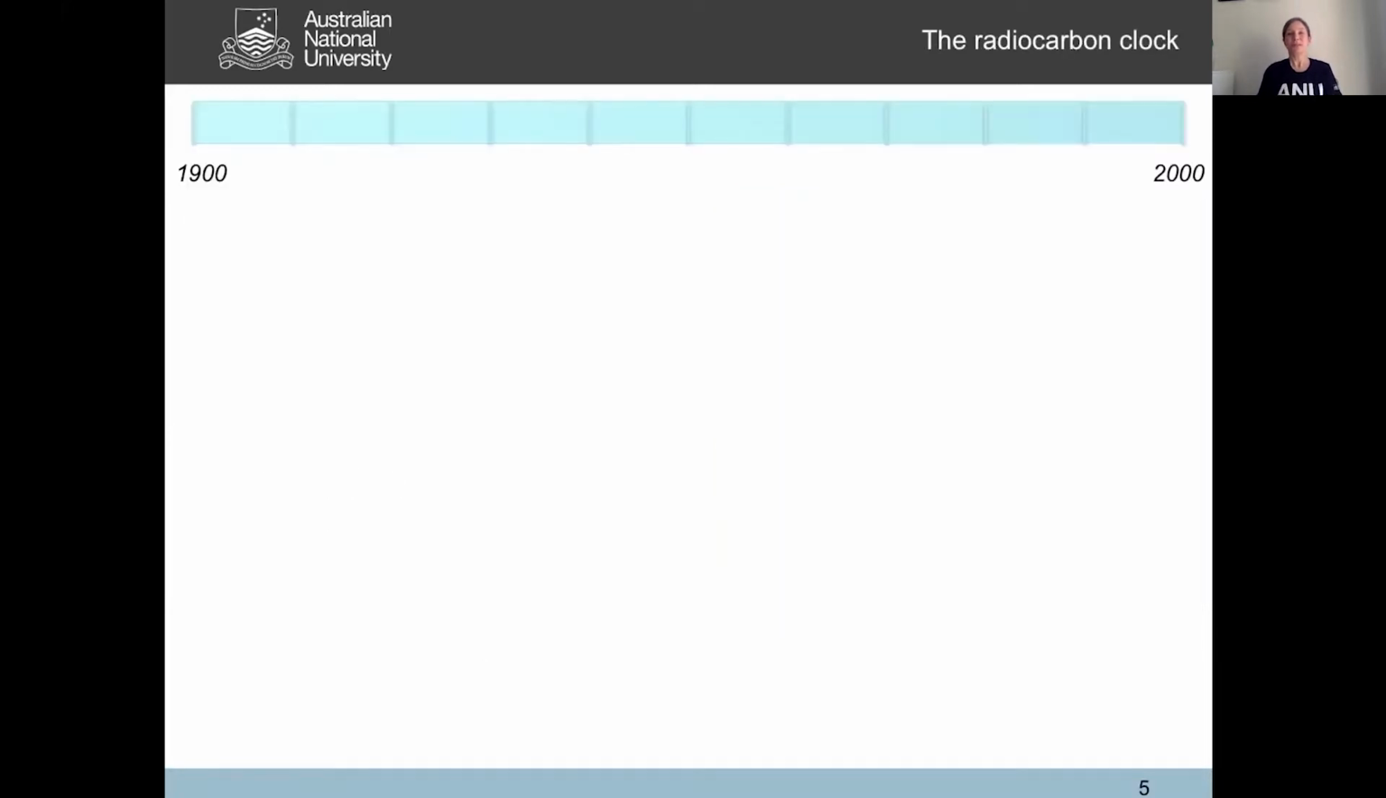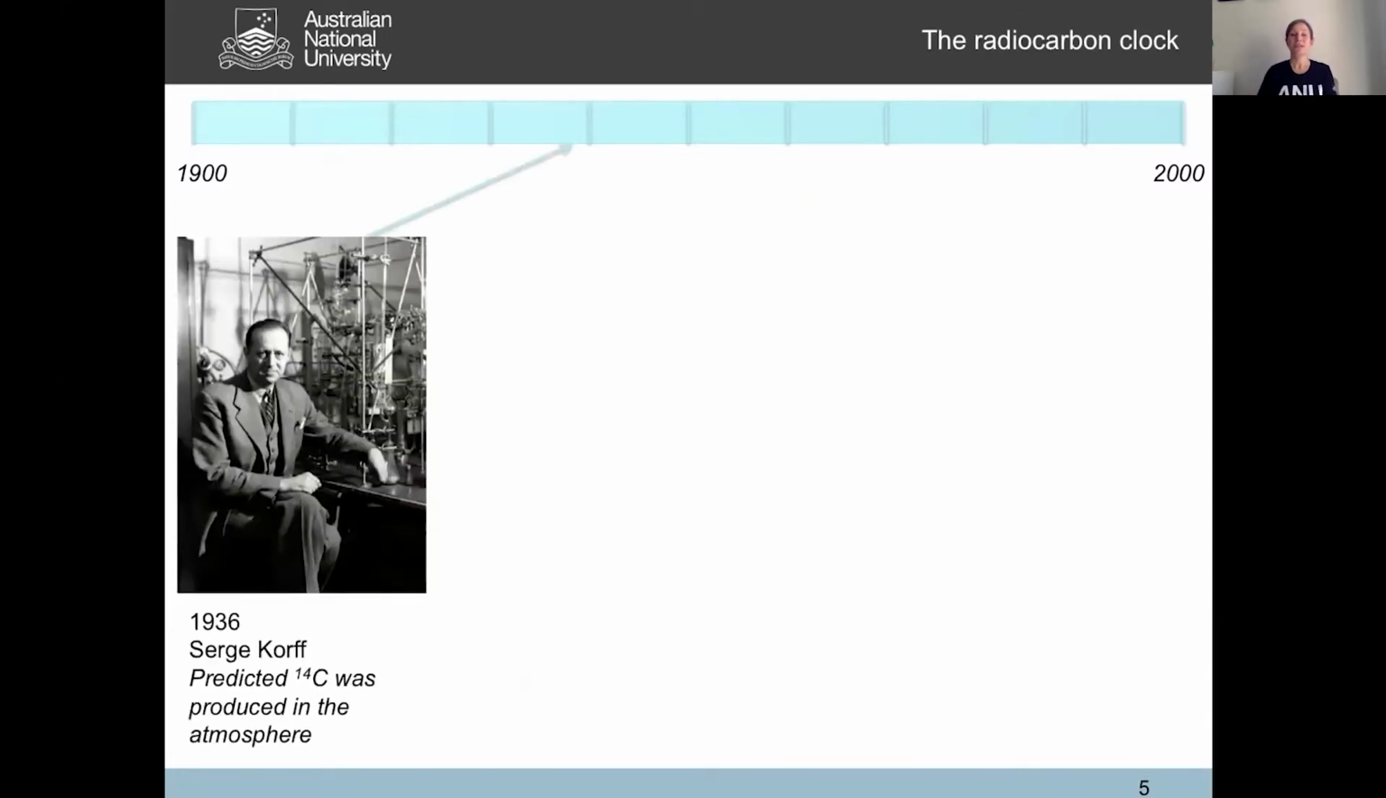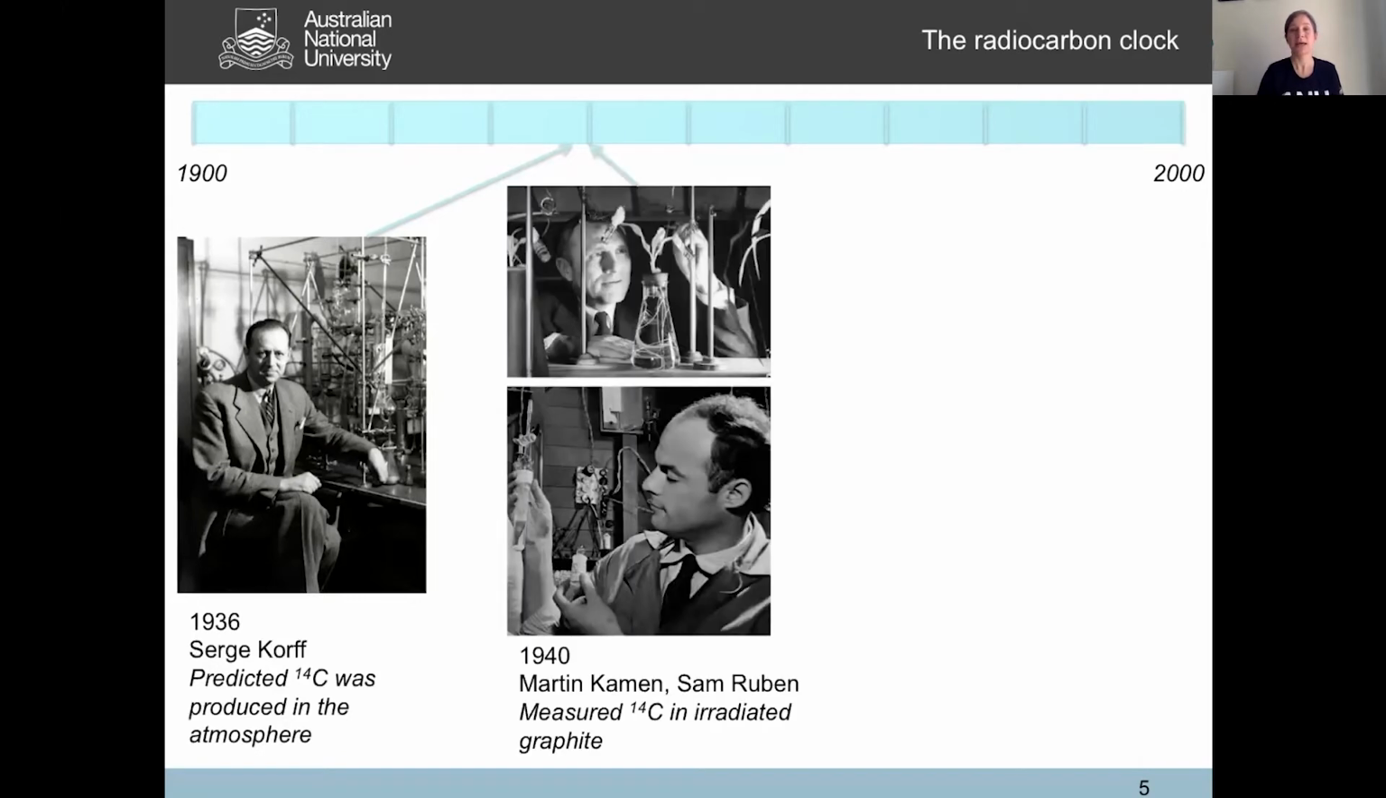So radiocarbon dating was developed initially around the time of the Second World War. And in fact, a lot of the people involved in the development of the method were also involved in the Manhattan Project. So it started off in about 1936, where someone called Sergei Korf predicted that carbon-14 should be produced in the atmosphere, but he wasn't able to measure it. In 1940, so just 4 years later, two guys called Martin Kamen and Sam Rubin measured carbon-14.